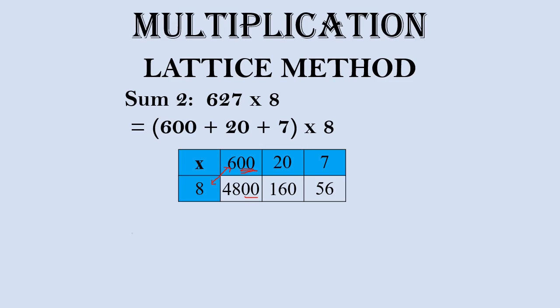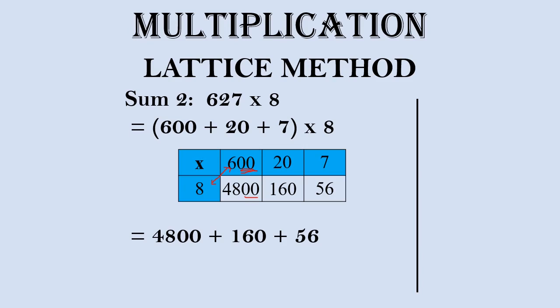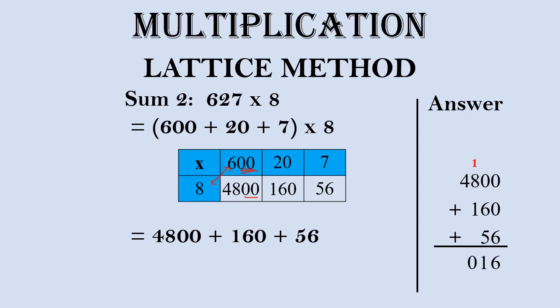Now let's add these numbers. 4800 plus 160 plus 56. 6 and 5 is 11, carry over 1. 8 plus 1 is 9, 9 plus 1 is 10, carry over 1. 4 plus 1 is 5. So the product is 5016. Now I'm going to quickly go through sum number 3, 4, 5, 6, 7 and 8.